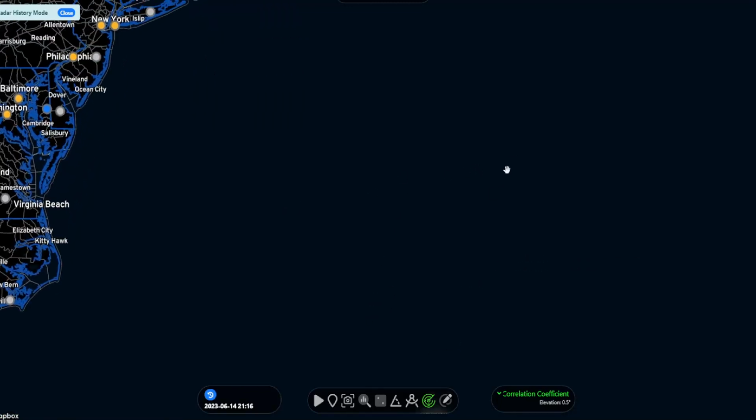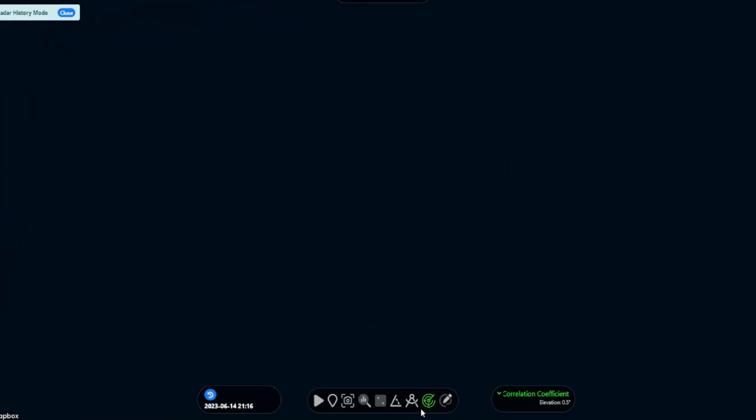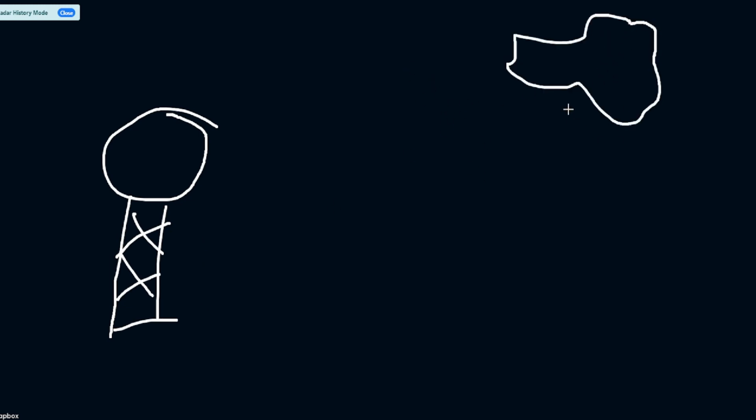So let's go out into the ocean here so I can draw you a little model of what correlation coefficient really is. Correlation coefficient is the measure of how much items or objects in the atmosphere correlate to one another in size. So take our radar site right here. This is going to be our radar site. I know it's a very, very crude drawing of a radar site, but say you have a storm right here, and it is dropping a bunch of rain.